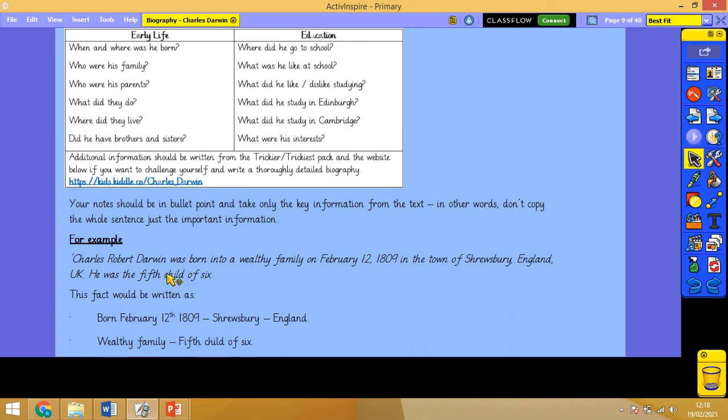Our notes should be in bullet point form. For example, this here: Charles Robert Darwin was born into a wealthy family on February 12, 1809 in the town of Shrewsbury, England, UK. He was the fifth child of six. That fact would be written as: born February 12, 1809, Shrewsbury, England, wealthy family, fifth child of six. That's how you should compact your notes.